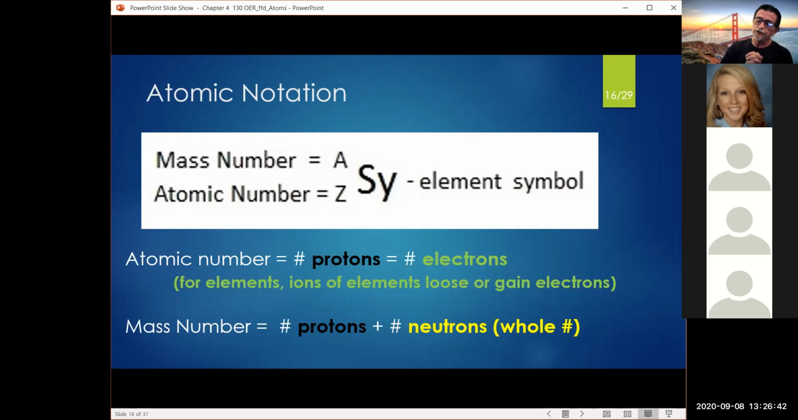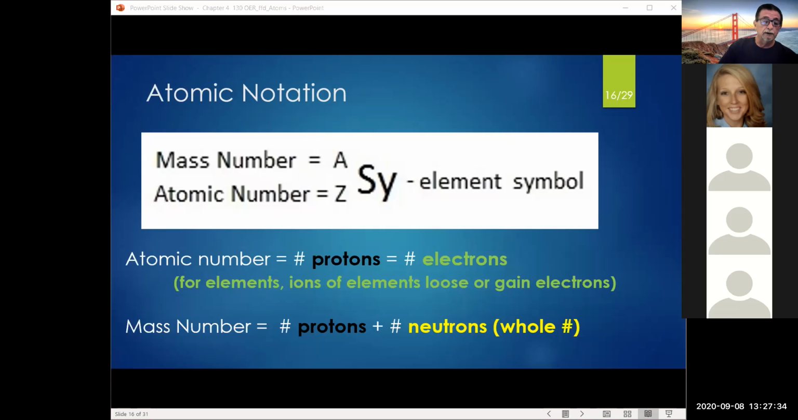Now, with respect to atomic notation, in other words, we have 118 elements up here, okay? When we want to represent them, we use the following format. SY is the symbol for whatever element we're looking at. The superscript on the left is what we call the mass number, and the subscript on the left, Z, is what we call the atomic number. Now, if you look at the periodic table, every element has an atomic number. The atomic number represents the number of protons and the number of electrons.